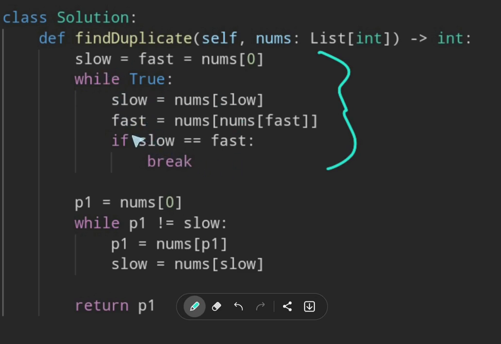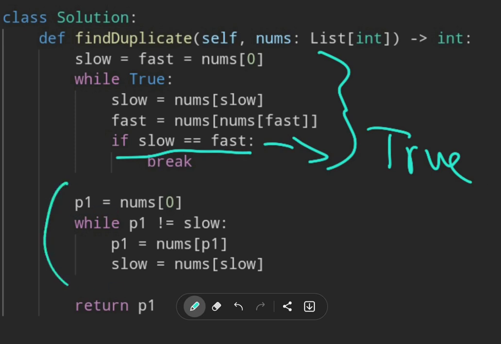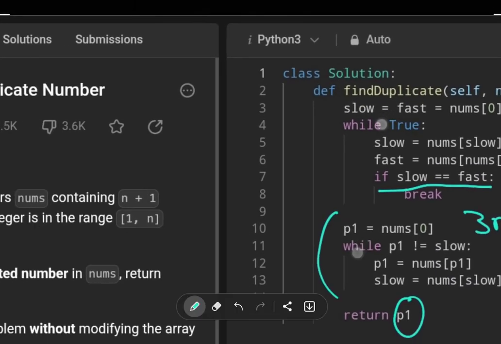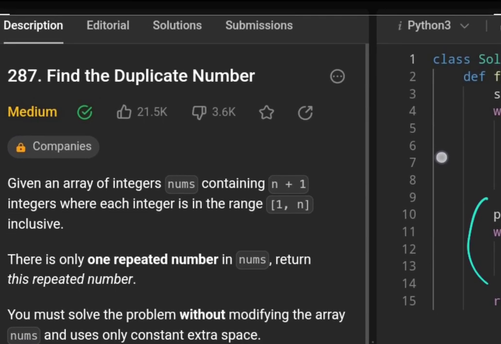Okay, so again, slow and fast pointers for this array. Slow and fast pointers moving forward. When they meet, yes, we have a cycle. Now, let's find the beginning of the cycle. The beginning of the cycle is the duplicate item. So, start a third pointer from the beginning of the array, move the slow and the third pointer next. When they meet, we are at the beginning of the cycle and return this. Okay. So this was Leetcode 287, find the duplicate number.